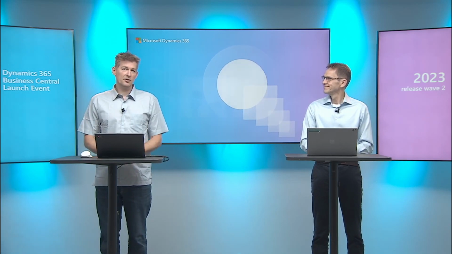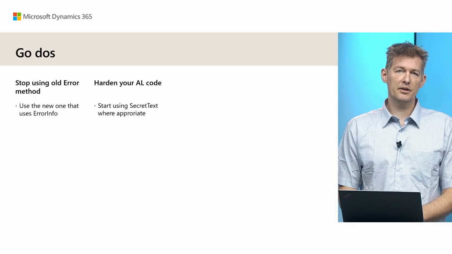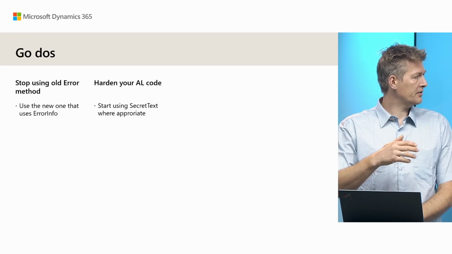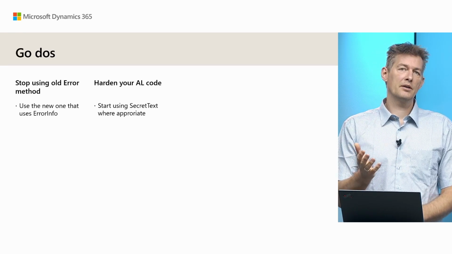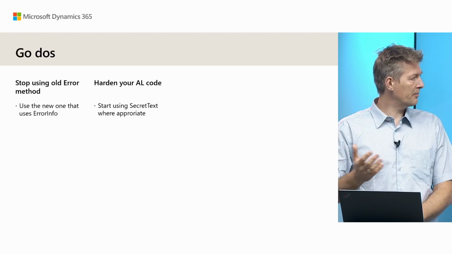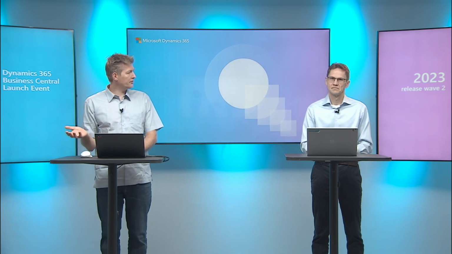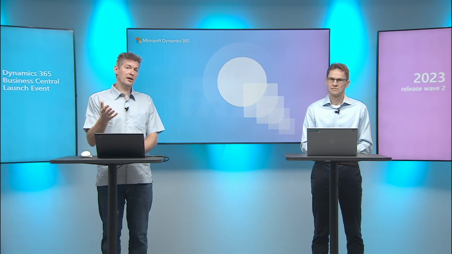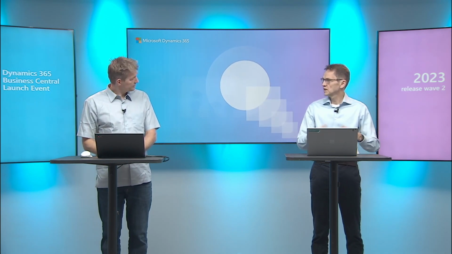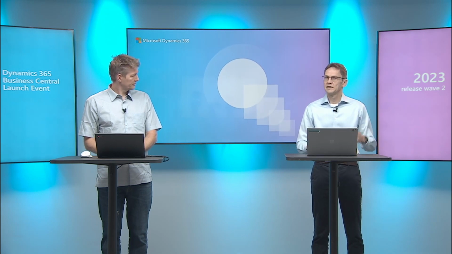Wait for it. So for go-dos, I think the main advice here is you should stop using the old error method, the one that just has normal parameters, the one that is not using the error info data type. The error info data type is the way forward. This is where we put all the goodies, all the new stuff. And it's also a non-breaking way of doing it, right?